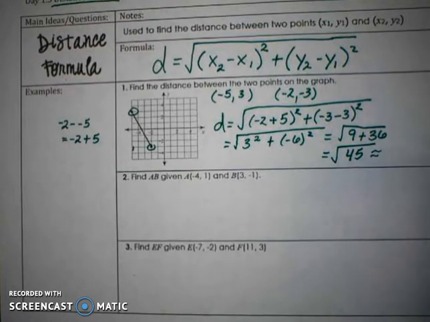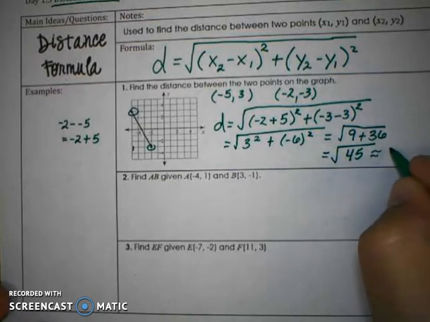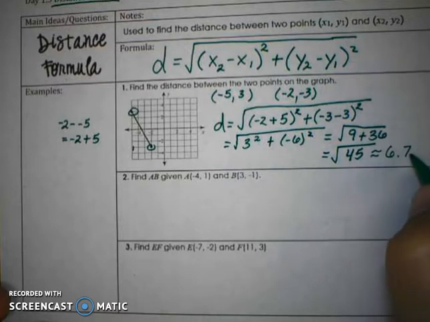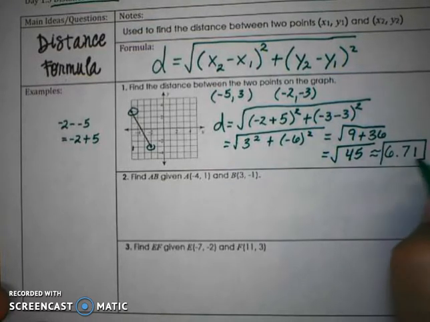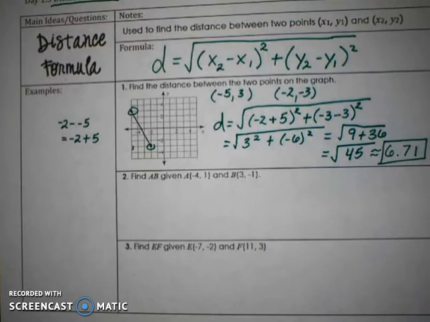And so the square root of 45 is about 6.71. Okay, it's actually 6.708, but that number after the 0 is bigger than 5, so we round it up to a 1. And that is the answer for the distance between those 2 points.